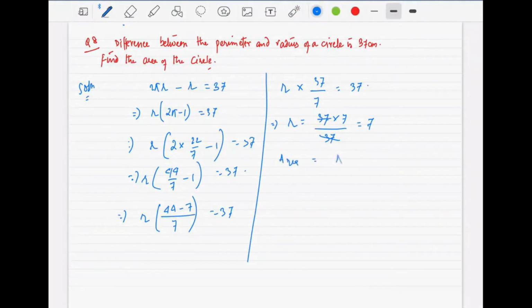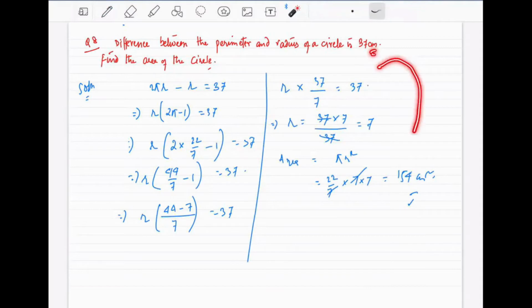Area is how much? Pi r square. So 22 by 7 into 7 into 7. We cancel one of the 7s and then we will get how much? 154 centimeter square. It mentions centimeter here, so we are putting the area as centimeter square. Remember, I just told you all to put the unit of area as how much? You should put it as square of the given unit. Right, then this question is done.